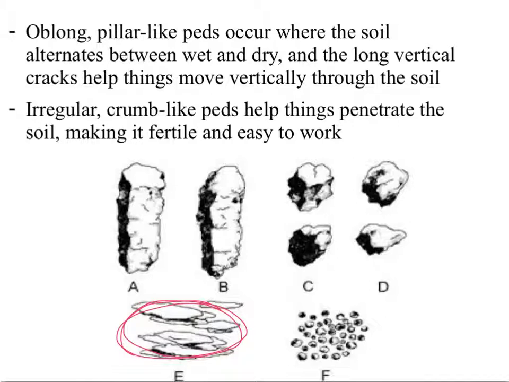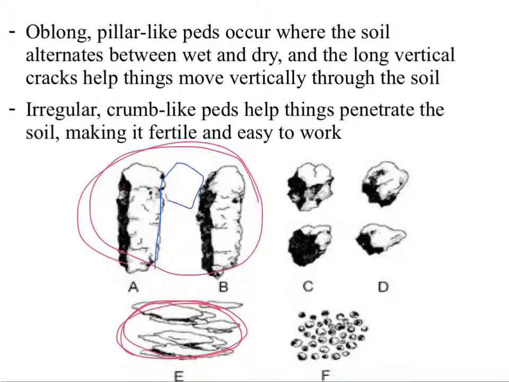Aside from that, you could have oblong pillar-like peds, which are this type right here, and these happen where the soil goes back and forth between very wet and very dry, and a lot of the time these pillars are going to be right next to each other. Sometimes you see them almost in hexes, and they form that way because the soil cracks when it dries out after being wet. And the long thin cracks help water and other things move vertically down through the soil. But that's not your most fertile soil.